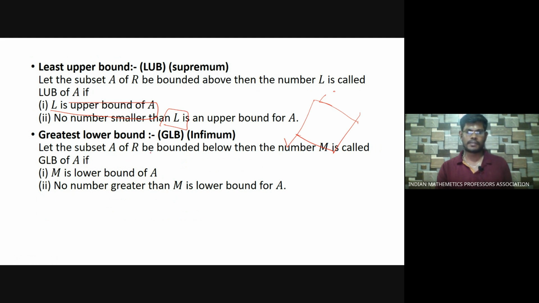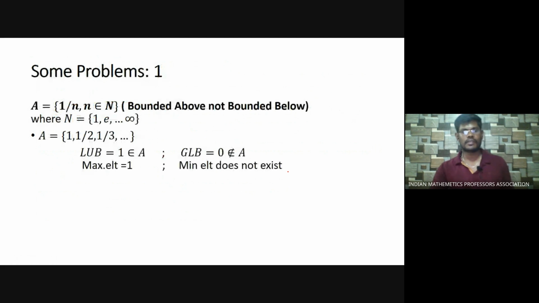Okay, so that is infimum. For infimum, we take M. M is a lower bound of A, and no number greater than M is a lower bound. That is the infimum concept. Here we have some problems. This will be helpful for cracking the problem. Sometimes we can expect these types of questions in TNSET. So the first problem.